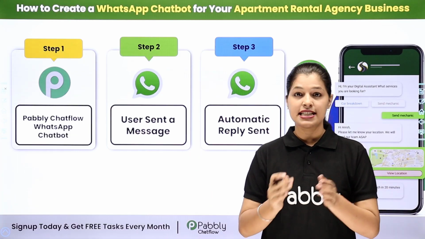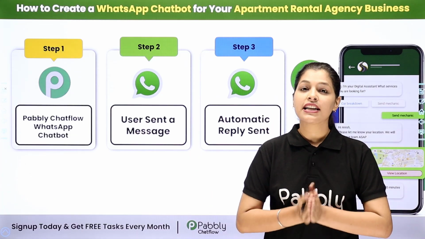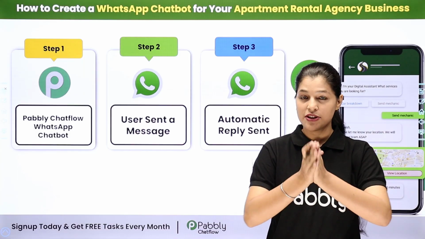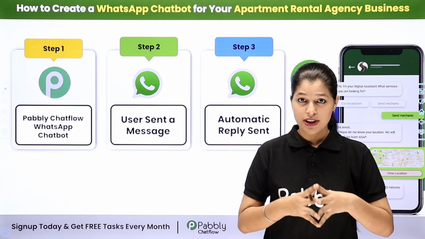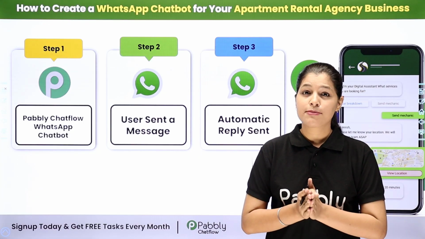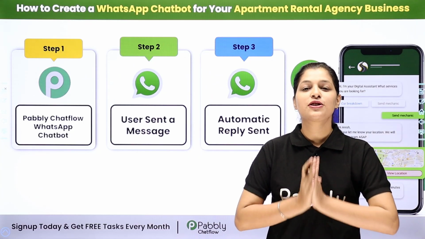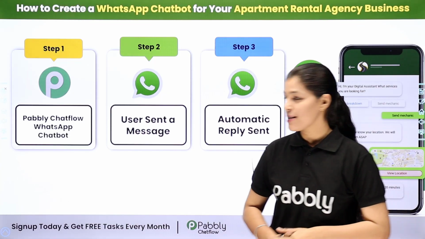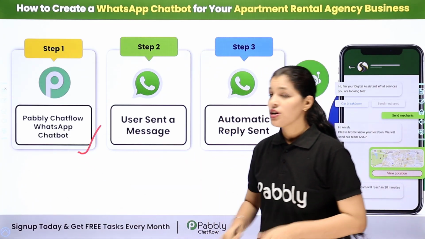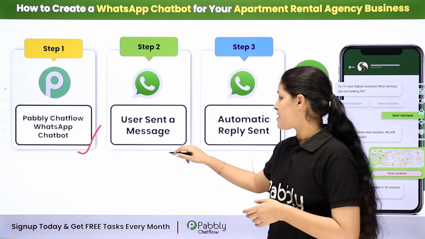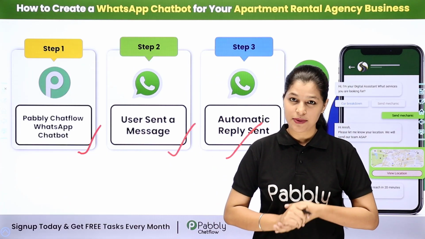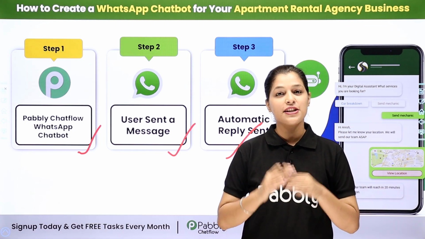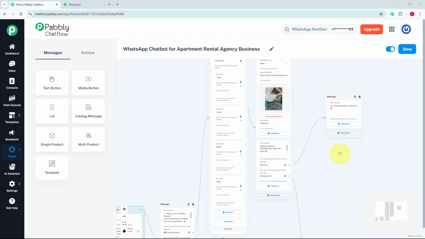In this video we are going to learn how to create a WhatsApp chatbot for your apartment rental agency business. So if you're also running an apartment rental agency, then this video is definitely for you. If you receive a lot of queries from your customers regarding apartments, then replying to these queries manually is so tiring. So I have brought the solution for this problem by creating a WhatsApp chatbot using Pabbly Chatflow. Now if a user sends a message, an automated reply will be sent to them. So if you also want to enhance your customer's experience, then let's dive into my screen for creating your own WhatsApp chatbot. Welcome to my screen.